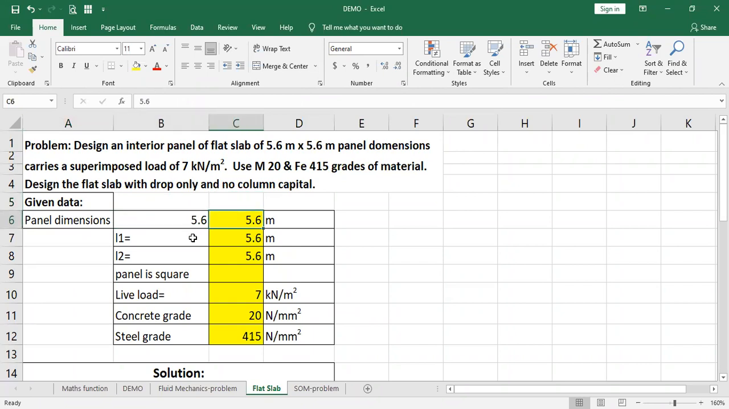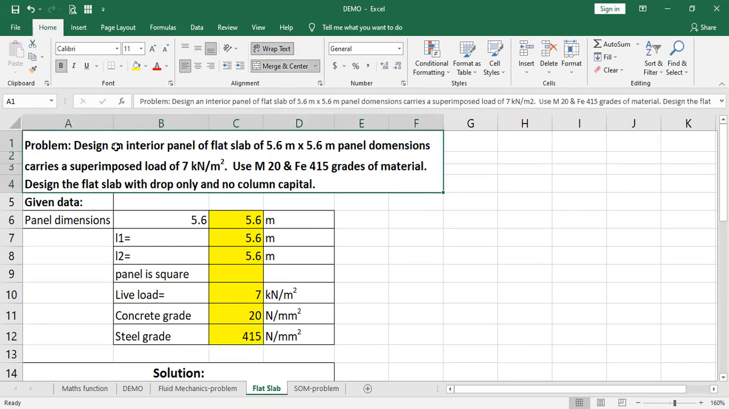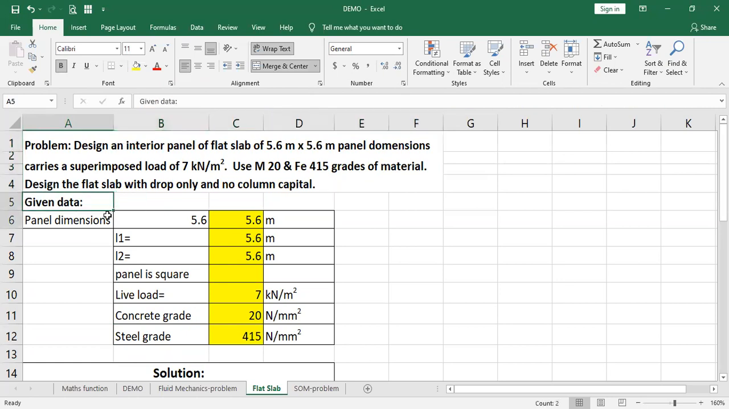From that we can say that one length is 5.6 and the second length is 5.6. Then live load is mentioned there, 7 kilonewton per meter square. Concrete grade is mentioned, that is 20 Newton per mm square. This M20 is 20 Newton per mm square. Steel grade Fe415 means 415 Newton per mm square. So this is the problem, and from that problem you have to convert this into given data.